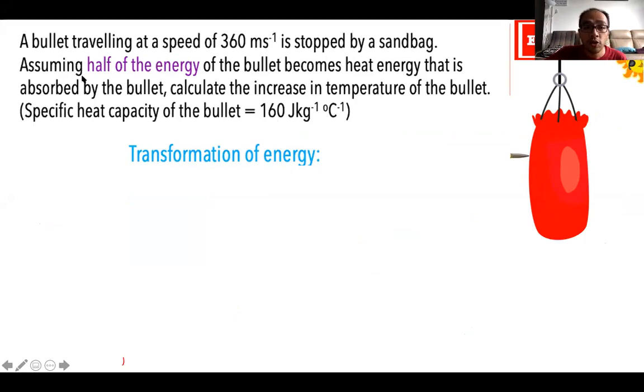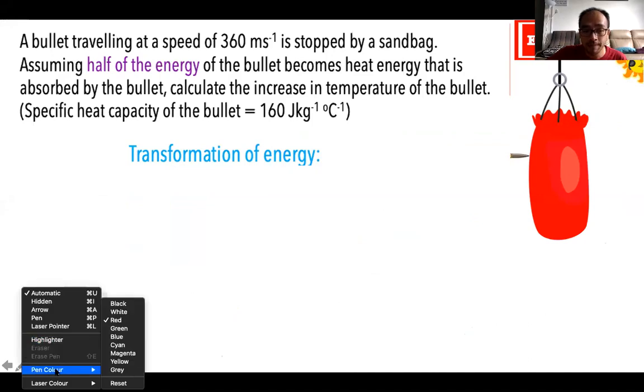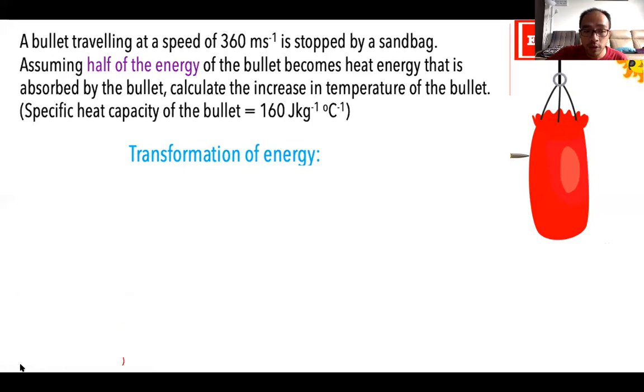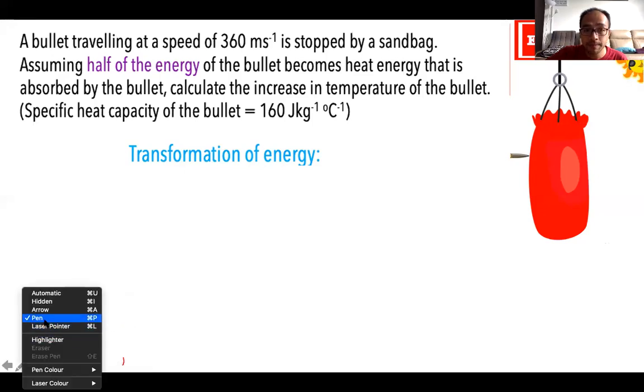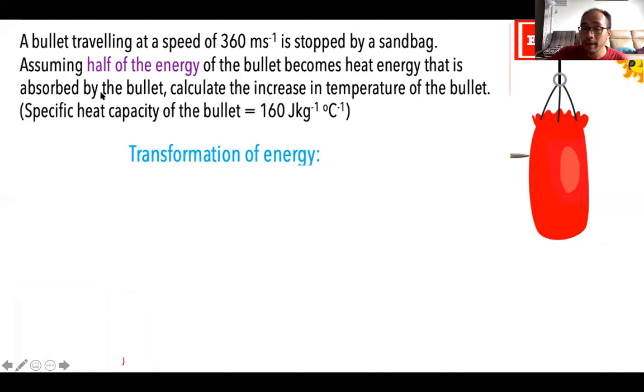Now, assuming half of the energy of the bullet becomes heat energy. Okay, take a look properly. Half of the energy of the bullet becomes heat energy, okay, that is absorbed by the bullet. Calculate the increase in temperature of the bullet.